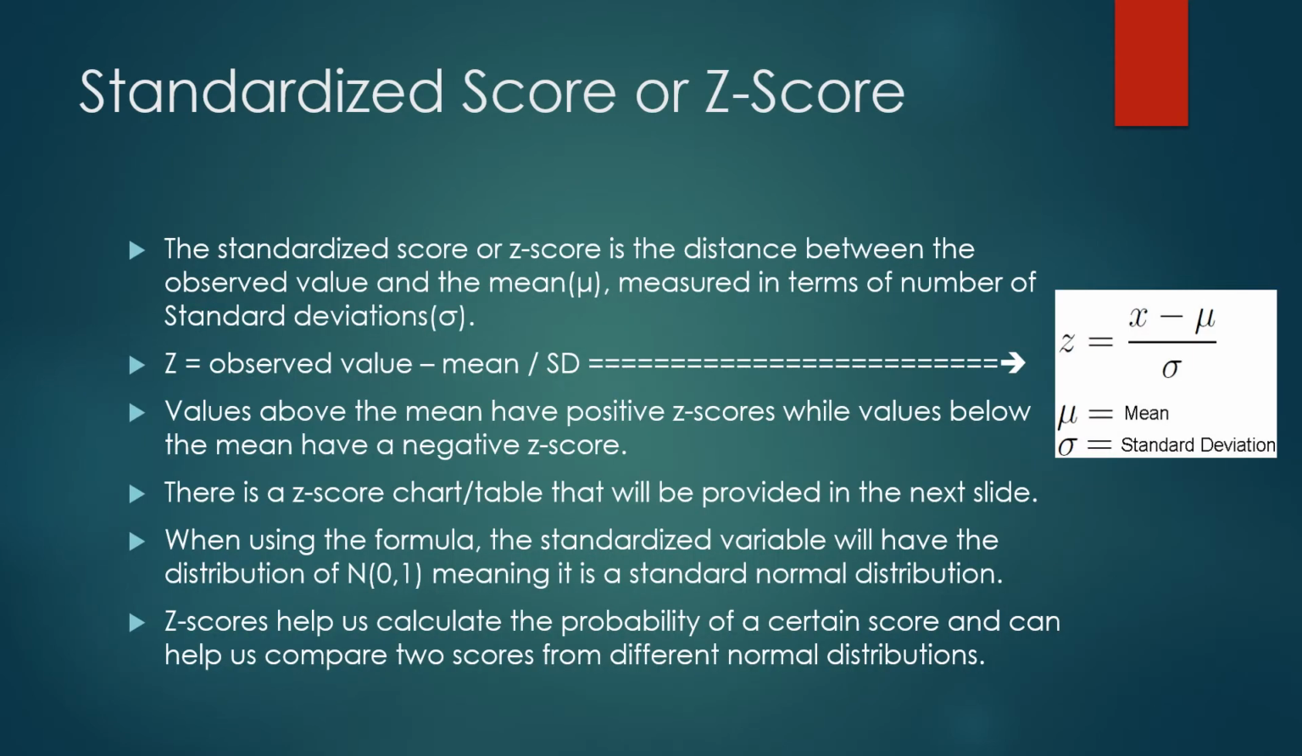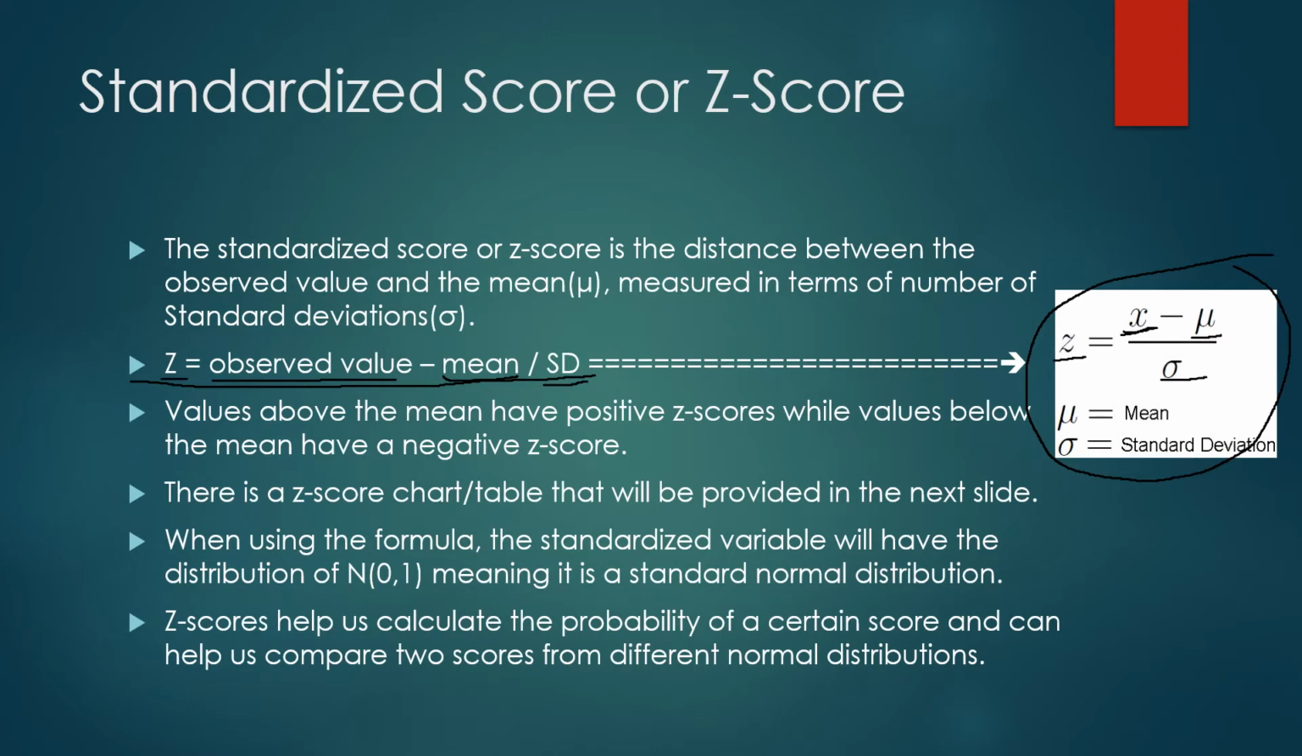Moving on to standardized scores, or simply z-scores. The standardized score is the distance between the observed value, which is usually given in example problems, and the mean, measured in terms of number of standard deviations. The formula is the second bullet point, and it's also in the picture to the right: the z-score equals the observed value, which is x in this case, minus mu, which is the mean, divided by sigma, which is the standard deviation.